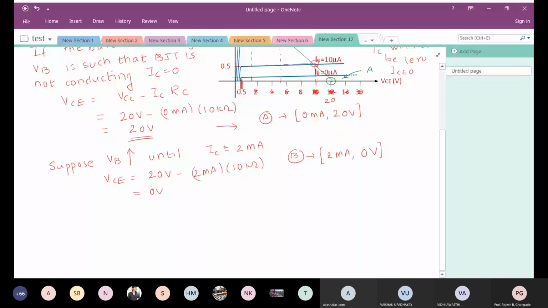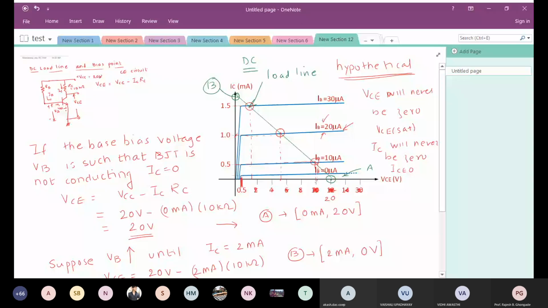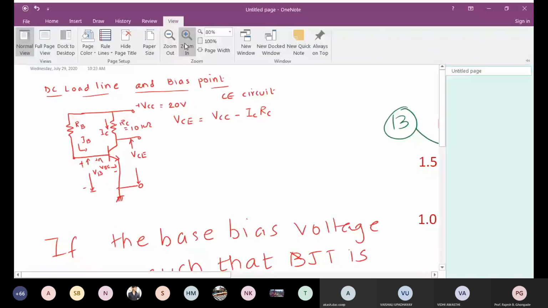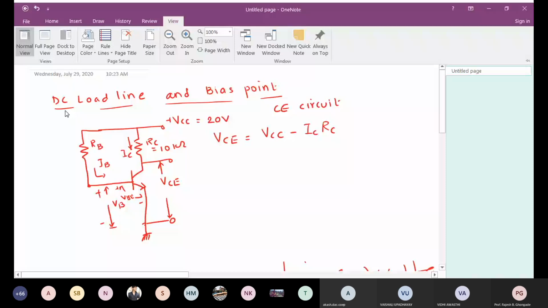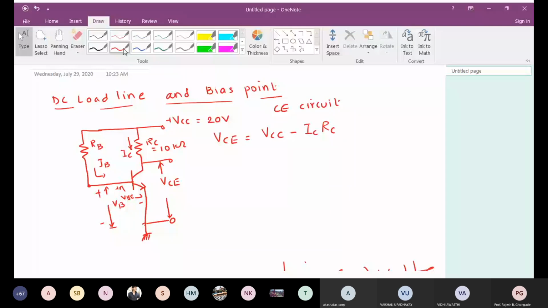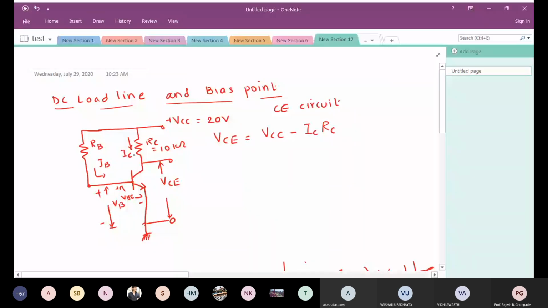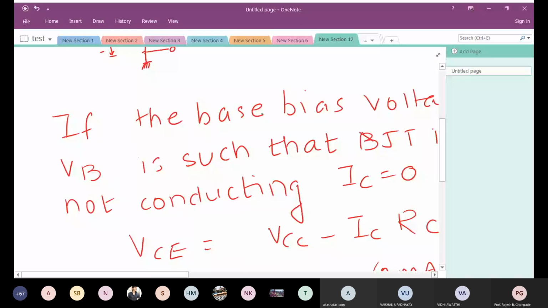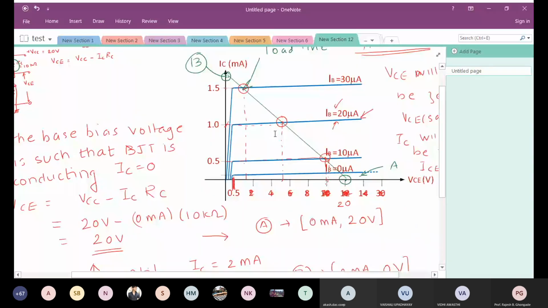This load line depends entirely upon this RC. If you see clearly, this RC is actually deciding the slope of the load line. So if I make RC different, the load line is going to be different. Please remember that. So for a different value of RC, I can have a different load line.